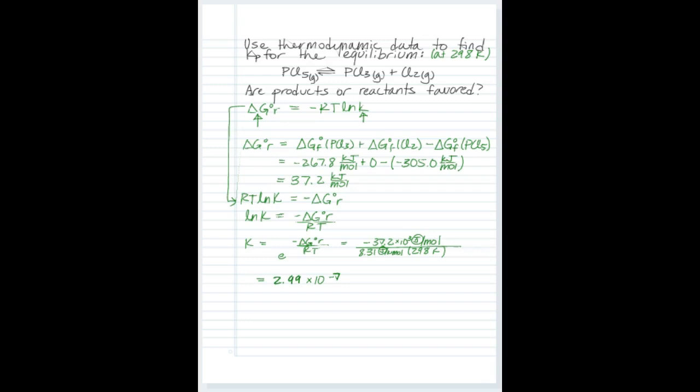So the second question is, are products or reactants favored? I need to use my value of K to figure that out, but I can also use my delta G to figure that out too. So I have two pieces of information here, and they coincide. First of all, my delta G is positive, meaning that this reaction as written is spontaneous in the reverse direction, not the forward direction. So I can use my positive delta G to say that reactants should be favored, but I should also use my K value to say the same thing.